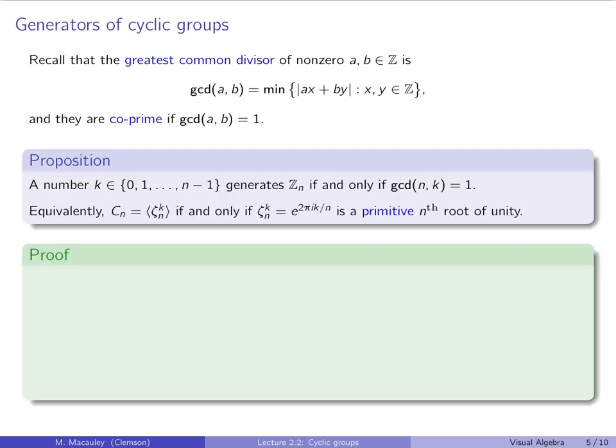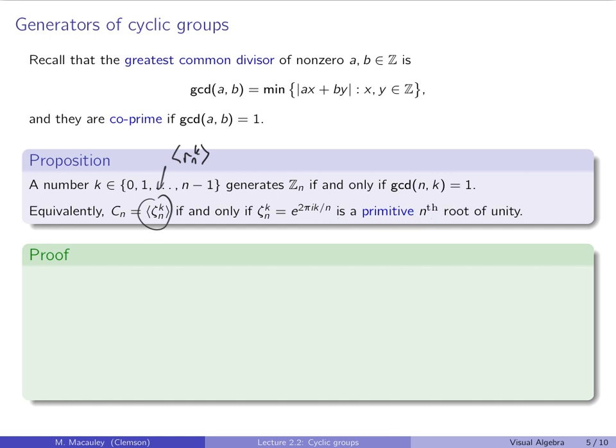Okay, here's a proposition. Any number k from 0 up to n minus 1 generates Zn if and only if it's relatively prime to n. Equivalently, Cn is generated by zeta n to the k, or if you prefer, we can write this as r to the k. So you can think of r just as the abstract rotation, or you can think of it as the actual complex number zeta n, if and only if zeta n to the k is a primitive nth root of unity.